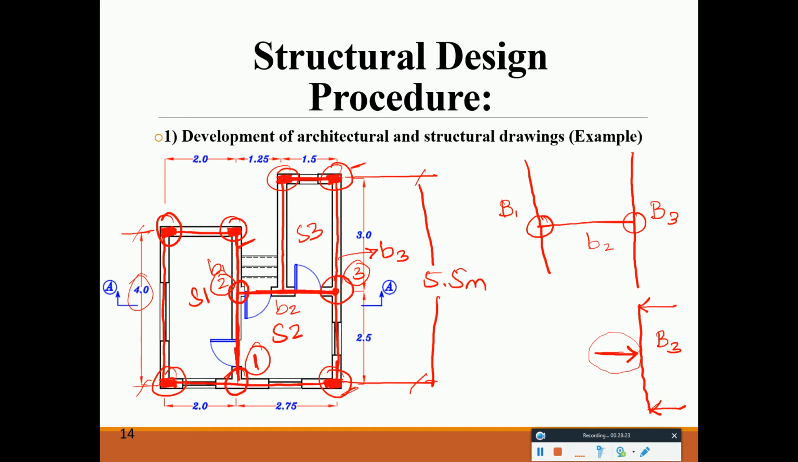Okay. Now, if we go for B1, so this is my B1. Once again, there is a point load from beam number 2, which is this point. And there is one column here that is representing this column. And then the other side where we are talking about this point now, it's not a column, but it's going to be a beam as well.